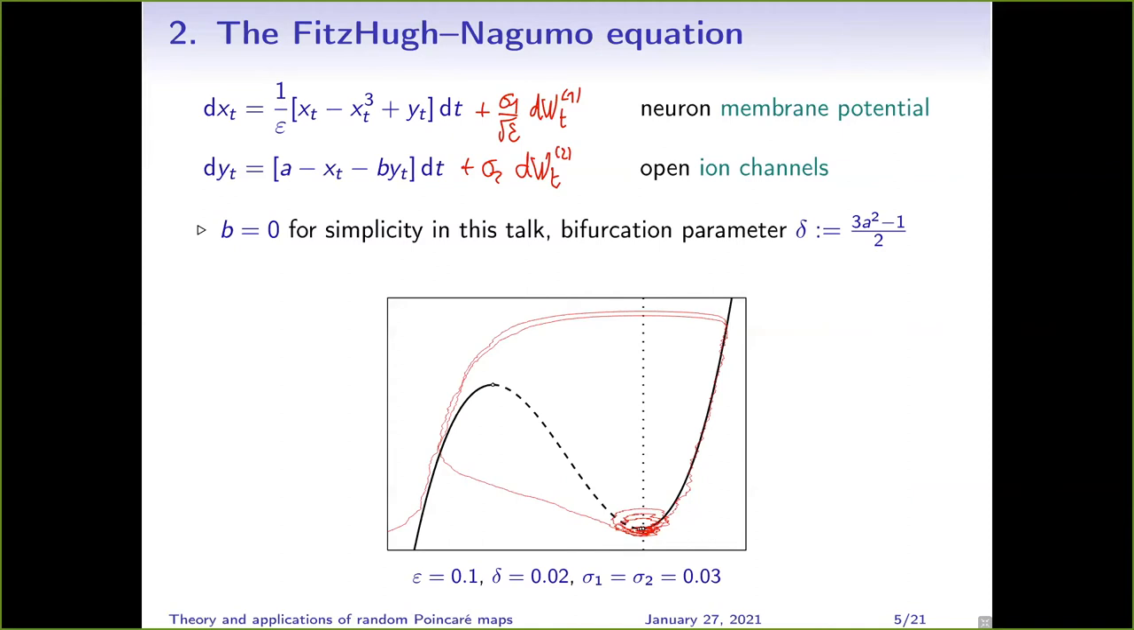So now here I've plotted a solution. So starting here, I go to a neighborhood of my stable point, my deterministic stable point. And then I do a number of small oscillations. And after a certain number of oscillations, I get kicked out and there's a spike, and then I return and I keep doing that.